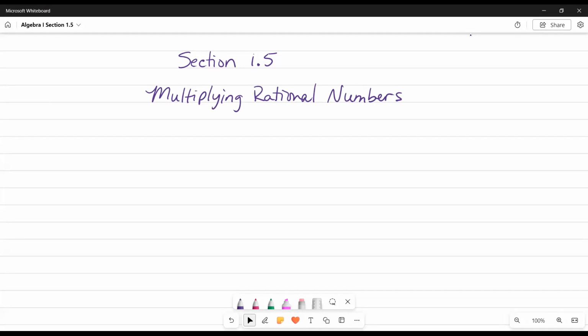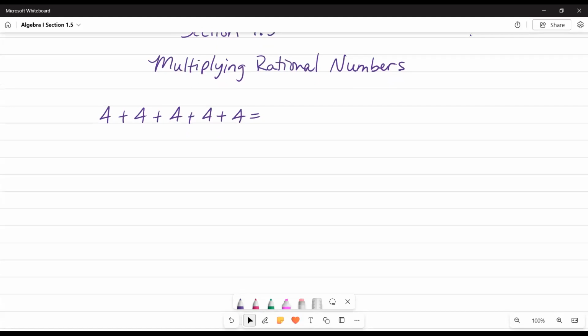So in elementary school, you learned that multiplication is repeated addition. So like 4 plus 4 plus 4 plus 4 plus 4 gives us 4, 8, 12, 16, 20. 4 times 1, 2, 3, 4, 5 is also 20. We've got that here. There's 5 of them.